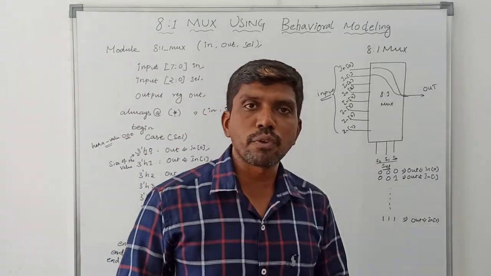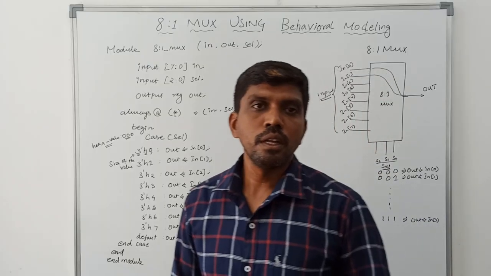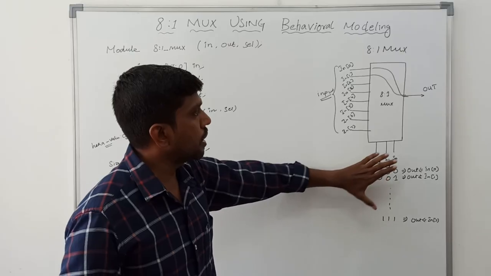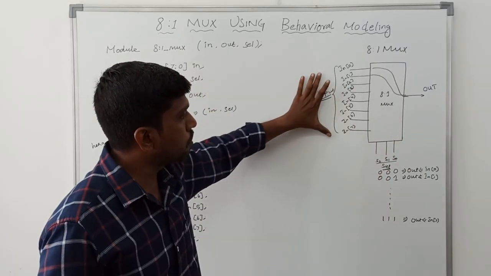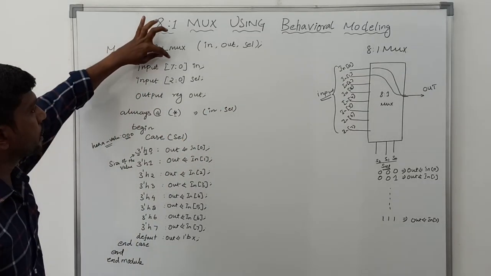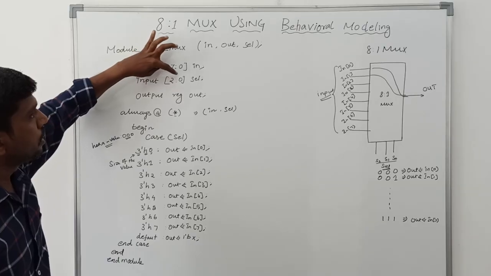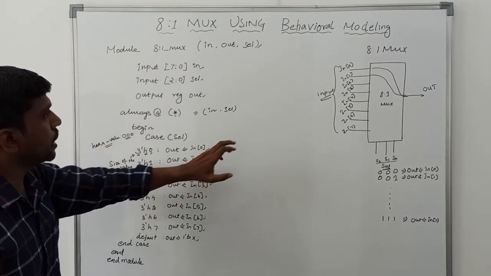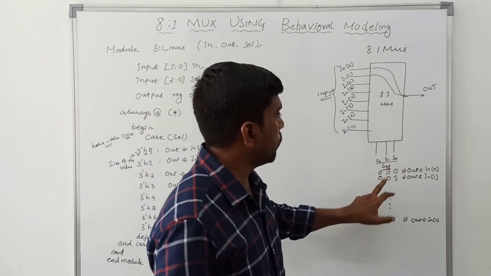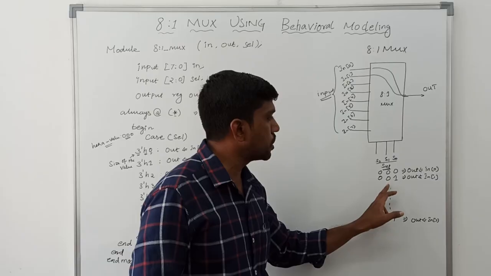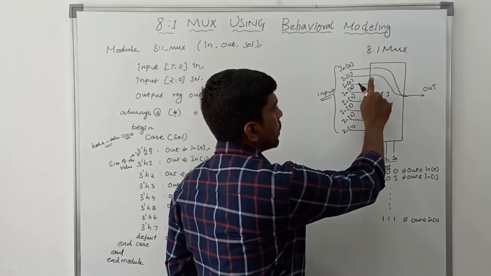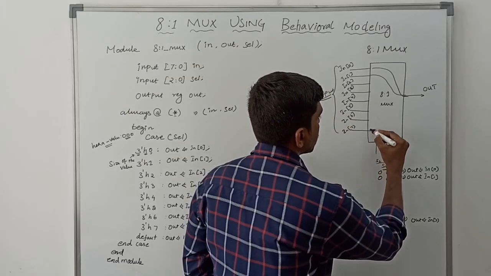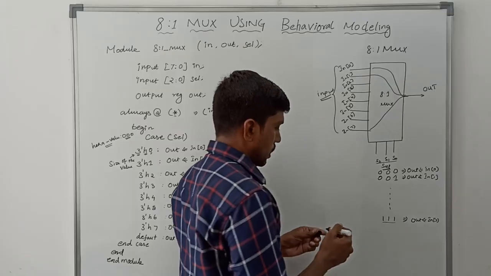It is a simple program for an 8 is to 1 mux using the behavioral model. First you draw the block diagram, then you assign the input variables and selection line, then the output value. Based on the input and selection line, you fix the vector values, 7 is to 0 and 2 is to 0. Then you write the case statement. Based on the case statement value, the input line is connected to the output line. If the selection line value is 0, 0, 1, input 1 is connected to the output side. Suppose the selection line value is 1, 1, 1; in this case, input 7 is connected to the output line.